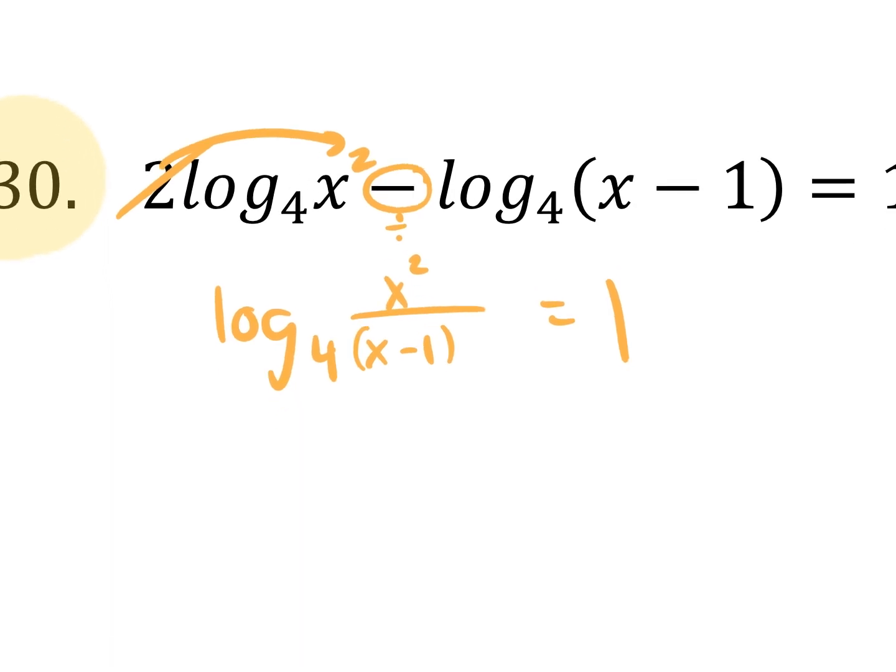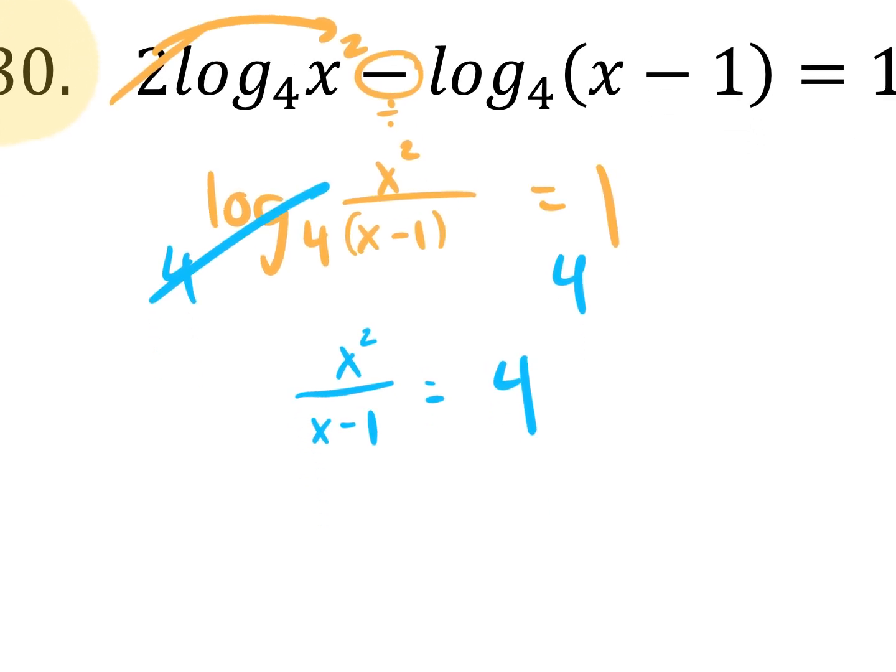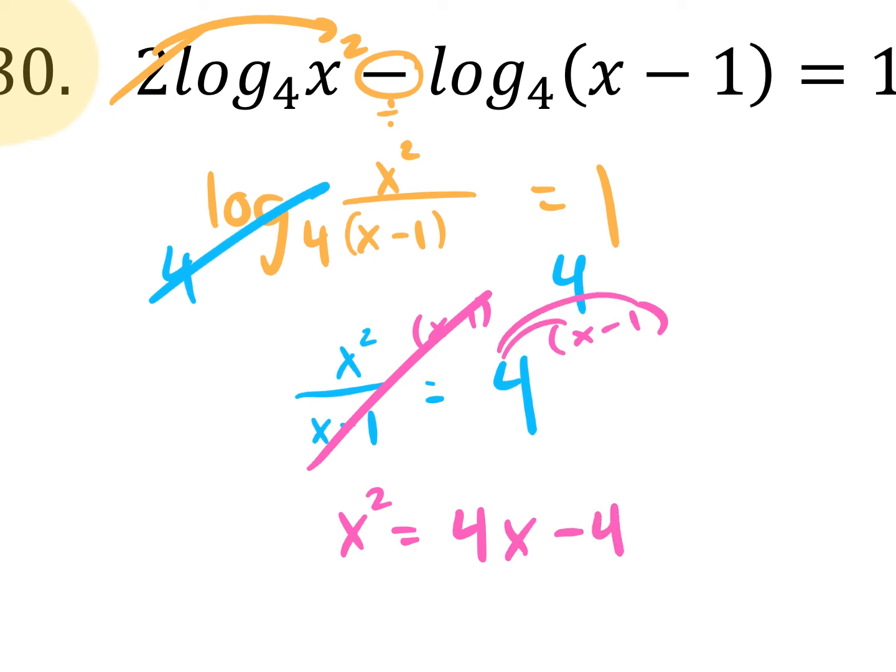What should I do next? Make the big base 4 to cancel out with the log base 4. So x squared over (x minus 1) is equal to 4 to the 1st power, which is just 4. What's next? Multiply both sides by x minus 1. So it cancels. So then x squared is equal to 4x minus 4, because I just distributed.